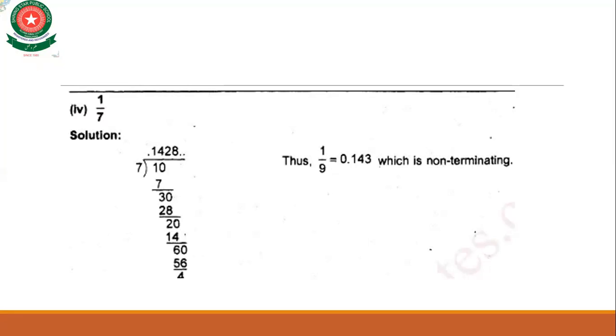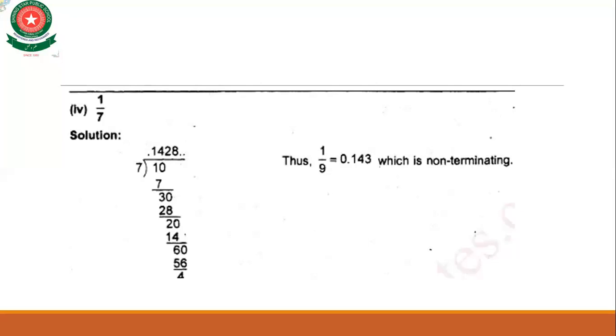Then we will multiply 7 with 1 to get 7. The remainder will be 3. Again, 3 is less than 7, so we will again put 0. And we will multiply 7 with 4 to get 28. Now the remainder will be 20.